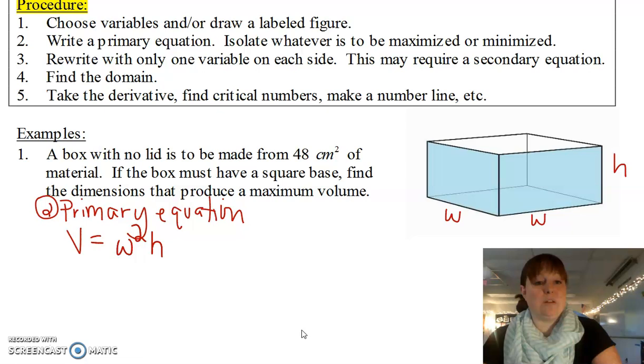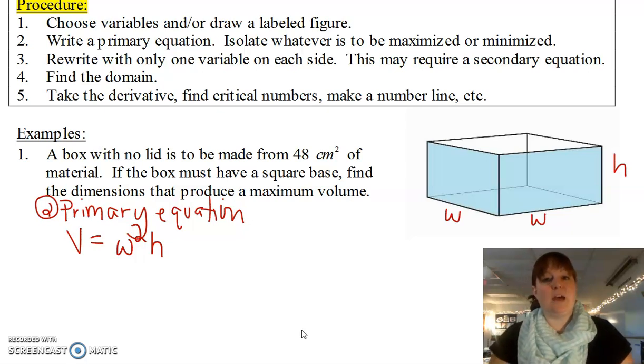Then, typically we're going to have a second equation because, in related rates, remember we were talking about rates. So rates have to do with time, and so we could do implicit differentiation. We could have two variables in there, a W and an H, and we could just derive each one. In optimization, we can't do that.